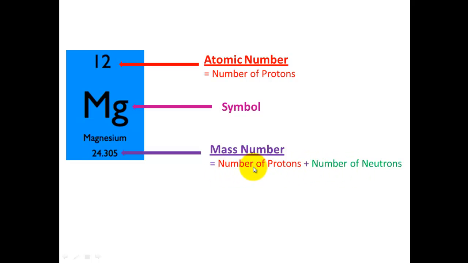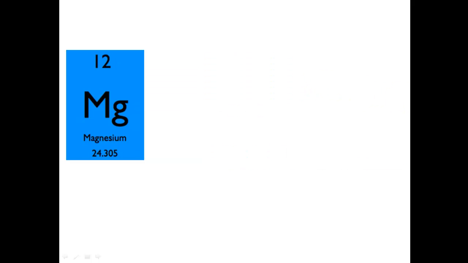And at the end of this video, I'm going to show you how to use the mass number to work out the number of neutrons. But at the moment, what I would like you to remember is that the atomic number, so the smaller number of these two numbers, is equal to the number of protons in that atom. So the atomic number is 12 for magnesium.